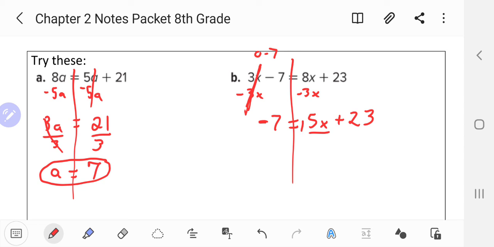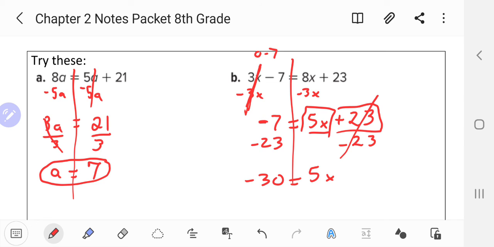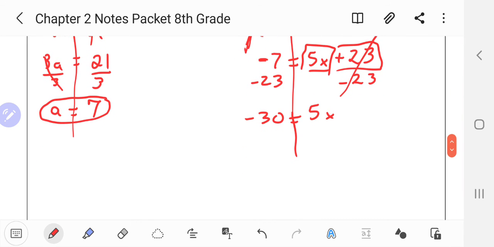We see our two terms, and now we're going to get rid of that non-variable term, the plus 23, by subtracting 23 on this side. That cancels out. We get 5x. Now, we see that negative 7 minus 23 is negative 30. We just have one more step. We see that x is multiplied by 5, so we divide by 5. x equals negative 6.